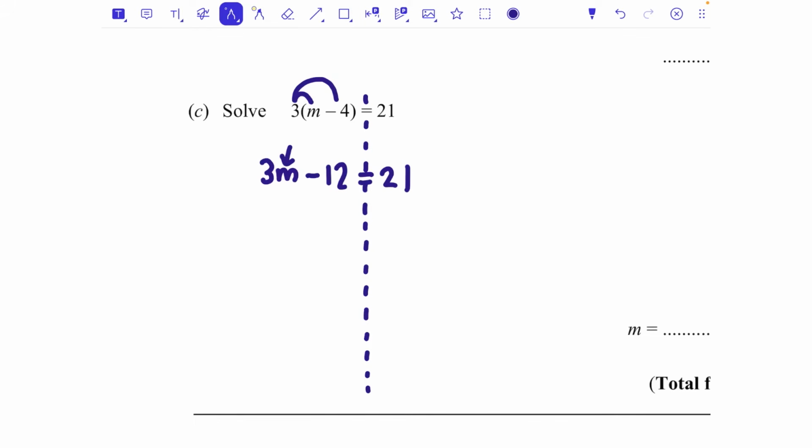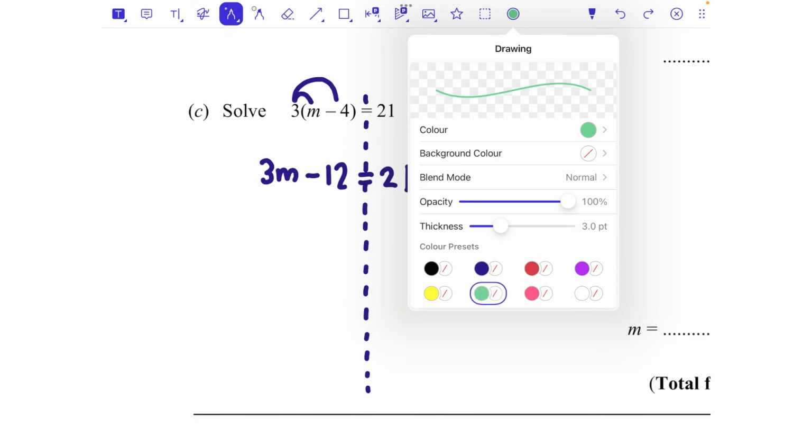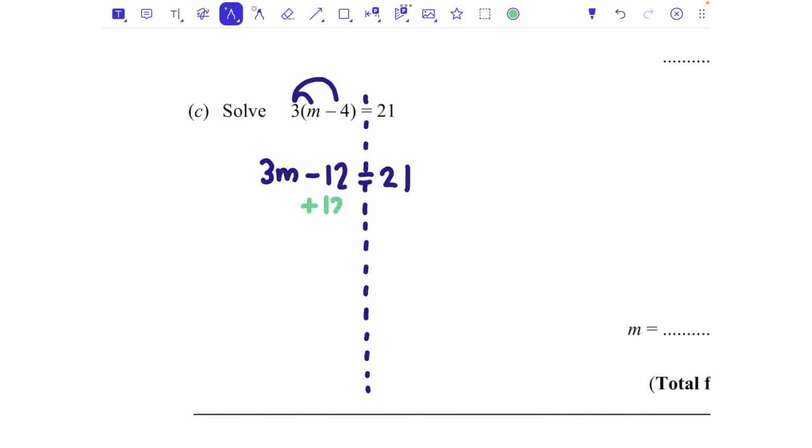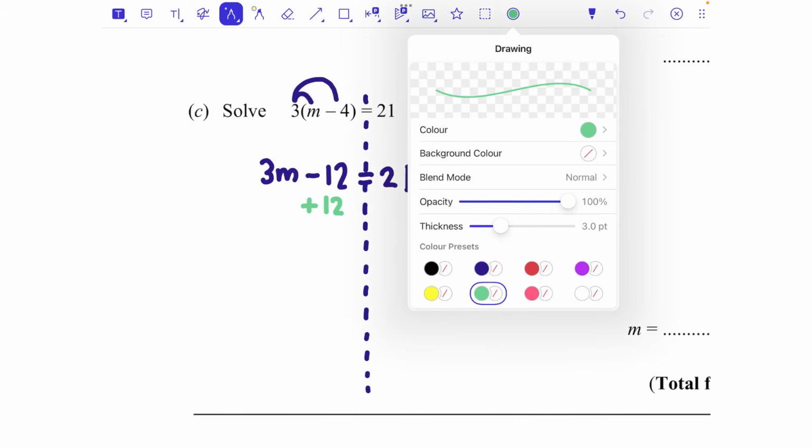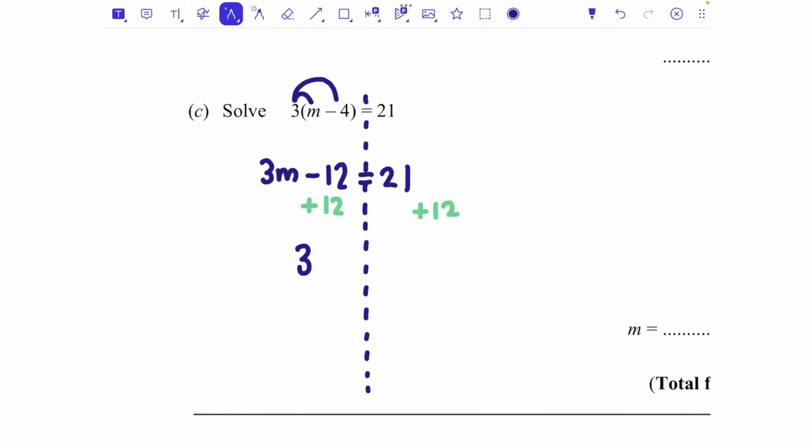Now, what has happened to m? M has been multiplied by 3, and then we've taken away 12 and got 21 as our answer. And I want to undo that. So I'm going to start, let me change colour for this, by adding 12 to both sides. That's going to get rid of my -12. So 3m is all I'd be left with on the left-hand side, equals 33, because I'm doing 21 add 12.